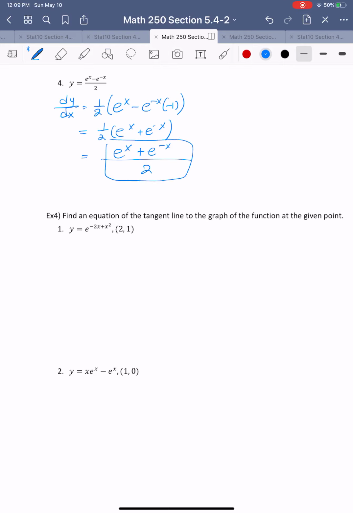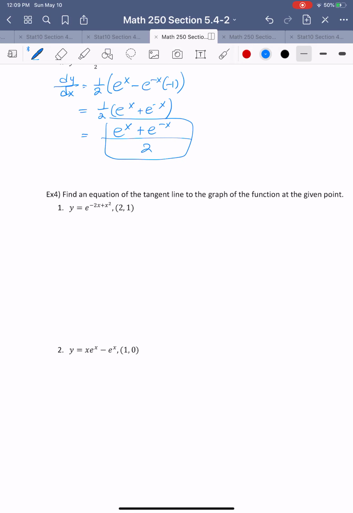Okay, number 4. Find the equation of the tangent line to the graph of the function at the given point. So we need to find the first derivative to get the slope of the tangent line, right? So y prime is e to the negative x plus x squared times negative 2 plus 2x, which is now you can find the slope, right?